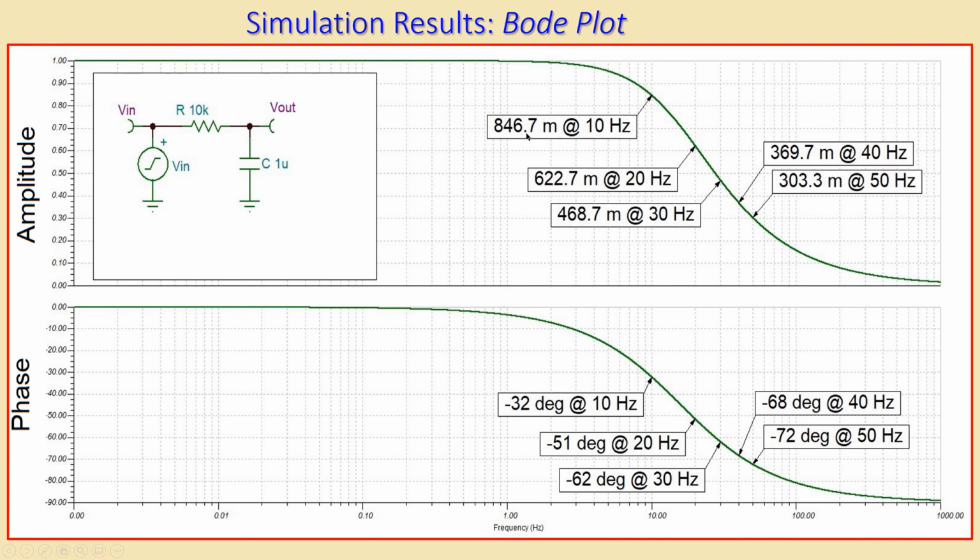At 10 Hz I have this gain, at 20 Hz I have this gain, and at 30 Hz I have this gain, 40 and 50. So I have actually seen this also in our table. This is really very accurate to what we have in our table. But you also see the phases. It's very similar results. So we'll see that the calculations and the simulation data do match very well for the Bode plot.